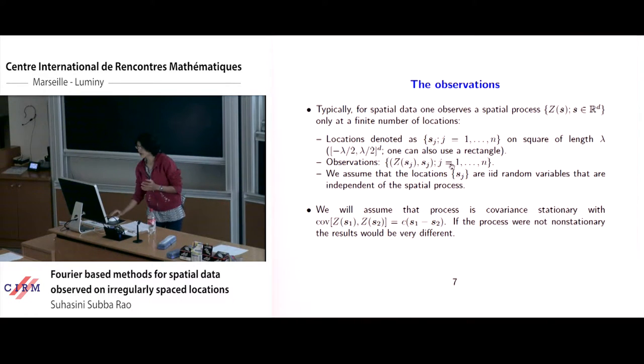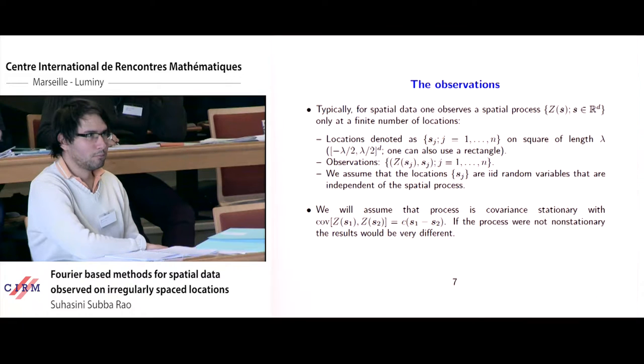For this talk, we're going to assume that the s_j are iid random variables. So that's what's giving the randomness, that the locations are somehow irregular, and that they are, of course, independent of the underlying process that we're observing. So there's no feedback going on. Okay. We're also going to be assuming that the process is covariance stationary. In fact, we're going to look mainly at the Gaussian case, but we're assuming that it's covariance stationary.